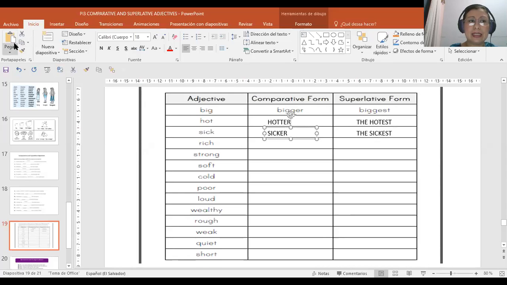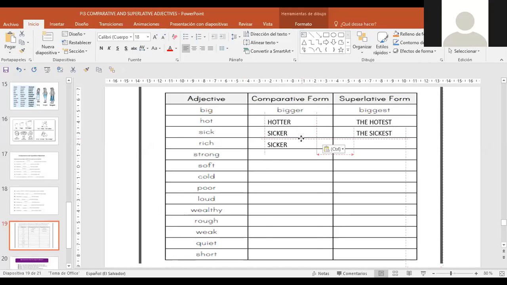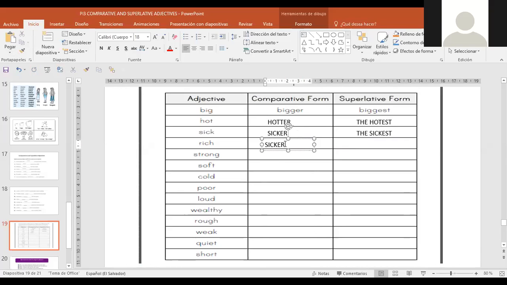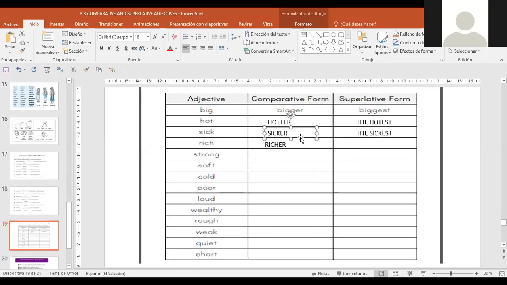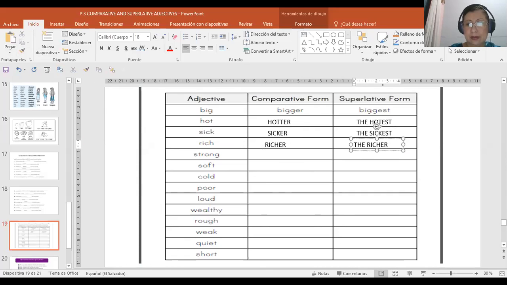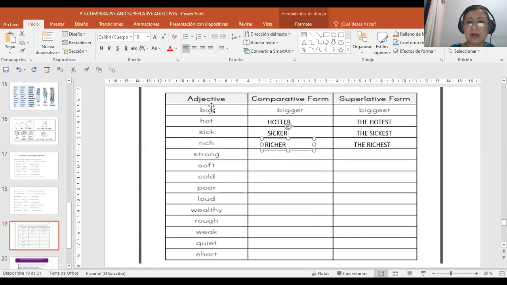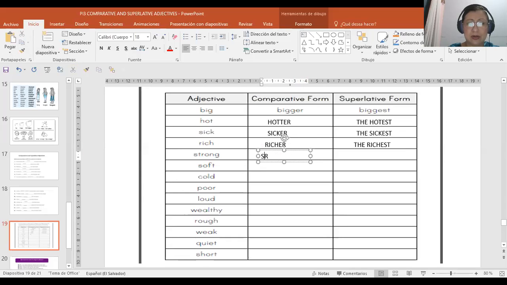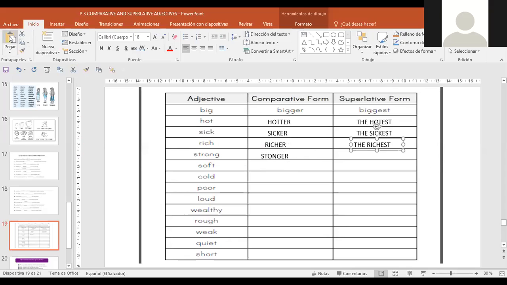Okay, volunteer for the next word, rich. Me, teacher? Yes, please, go ahead. Richer. Hmm? The richest. Yes. Okay, excellent, thank you. Strong. Volunteer for strong. Me, teacher. Okay, please. Stronger. Mm-hmm. The strongest. Okay, strong. The strongest. Okay.